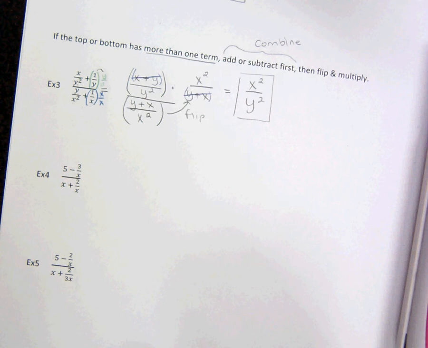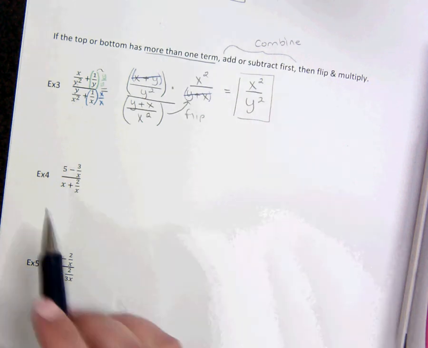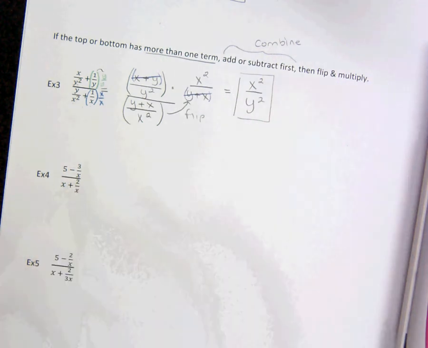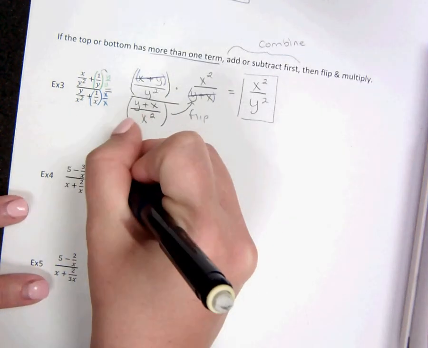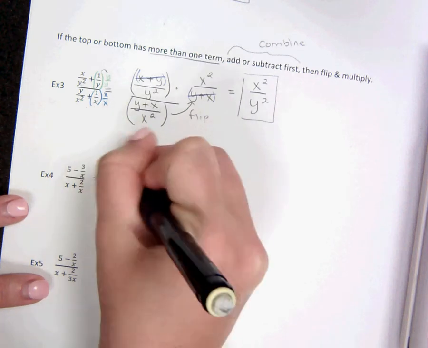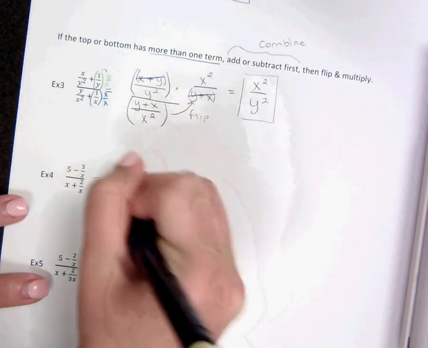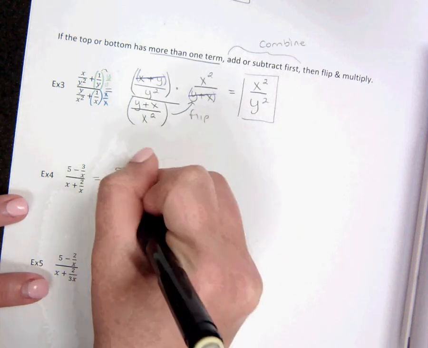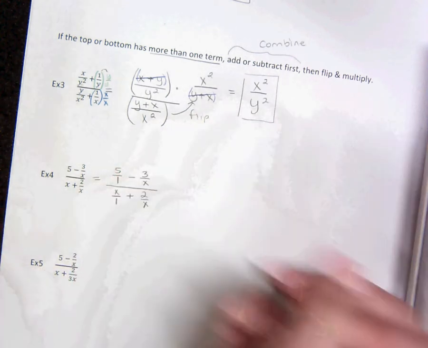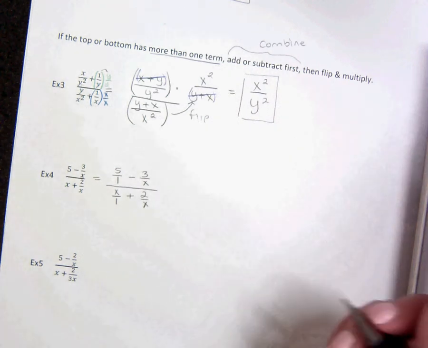Example 4 and 5 have an integer piece and a fraction piece, and so we want to make sure we are careful with that. So what we really have is 5 over 1 minus 3 over x, all divided by x over 1 plus 2 over x. Remember, when you have an integer, you just put it over 1.